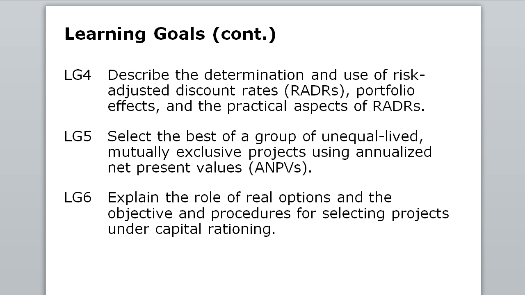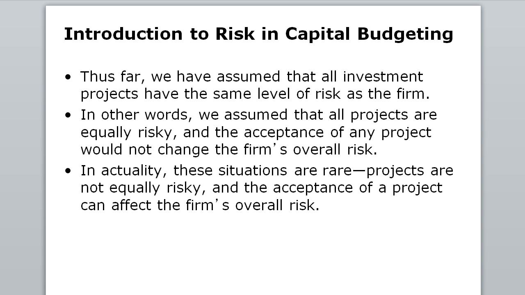We're going to talk about RADRs, which are risk-adjusted discount rates, which we use to help make projects more comparable when they have different risks. And we're also going to be using annualized net present values, ANPVs, which help to equalize and make projects comparable that have different time frames for their cash flows. We're going to look at the role of real options in selecting projects for capital budgeting and capital rationing.